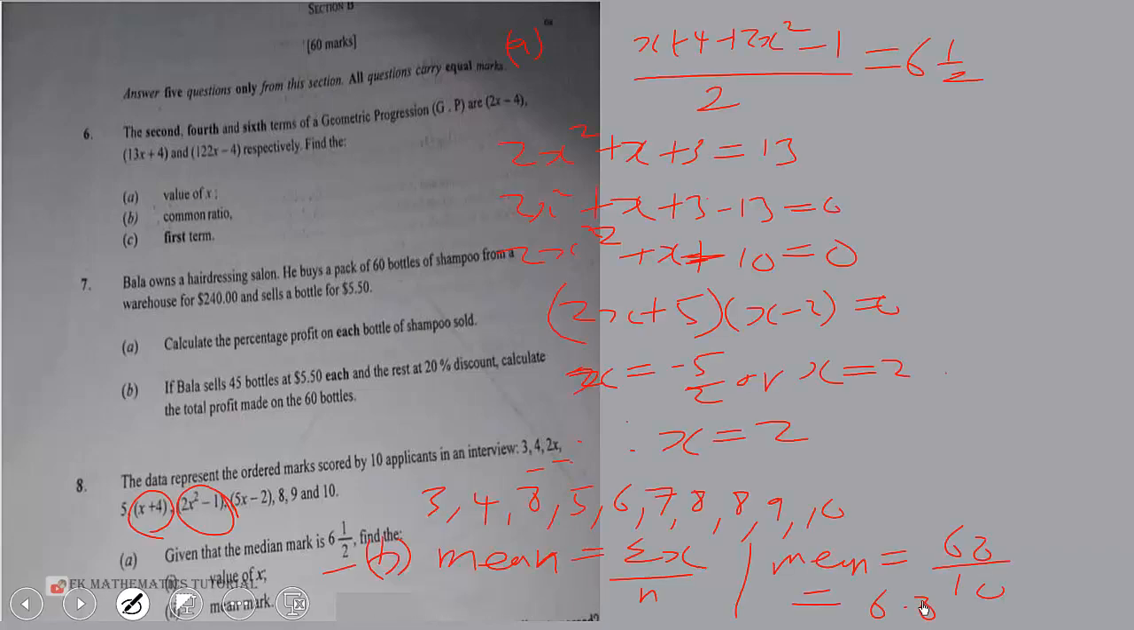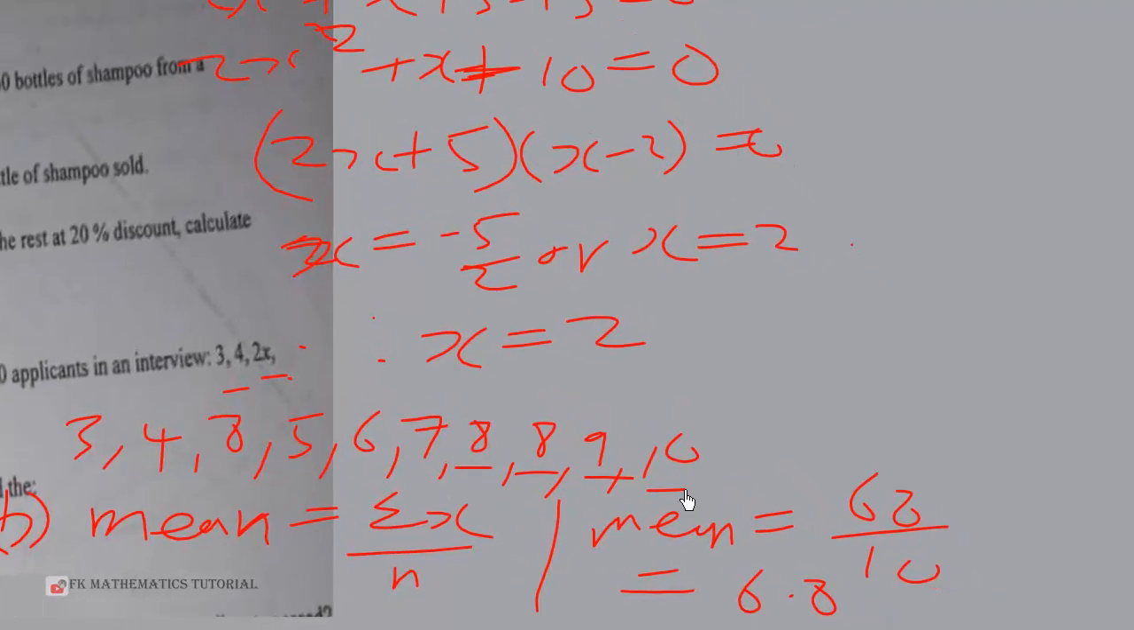Okay, the B part of question number 8 says that if the pass mark for the interview is 8, what percentage of the applicants passed? So the pass mark is 8. So we have 1, 2, 3, 4 people passing.